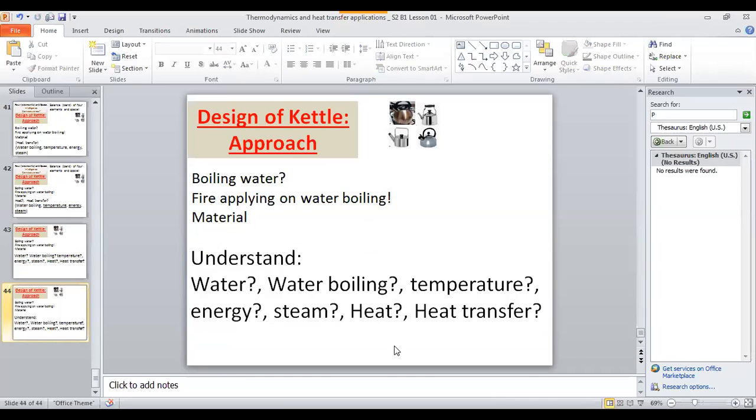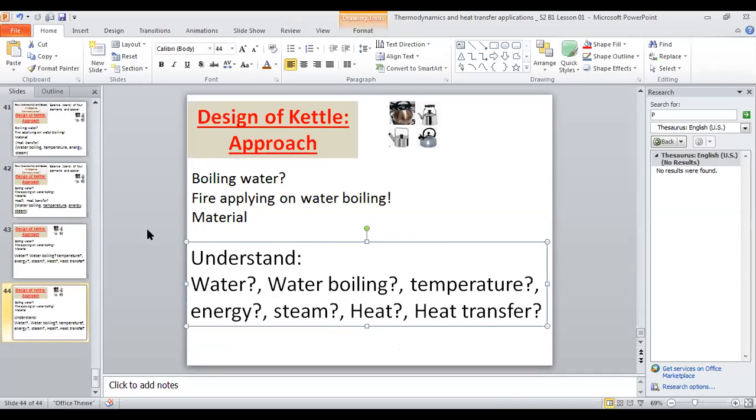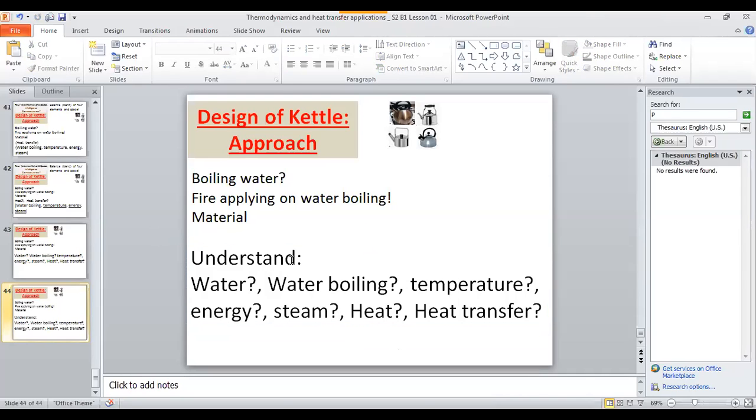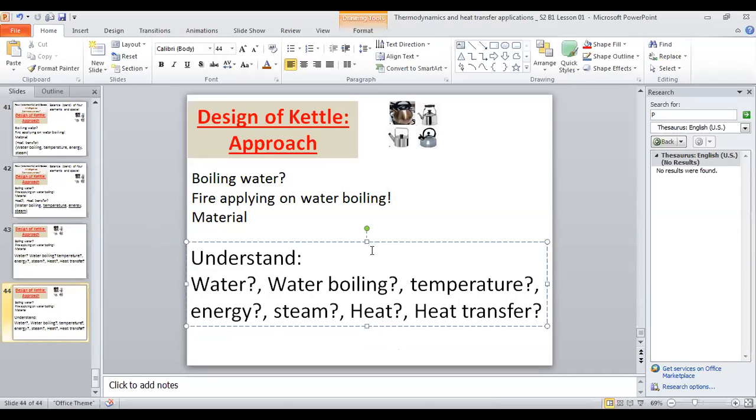And now you should feel that, of course, every day we boil water. But we have a lot to know about water boiling as technology students. So that's why you are here in this class. So this is your assignment.